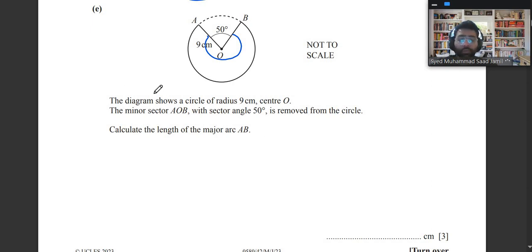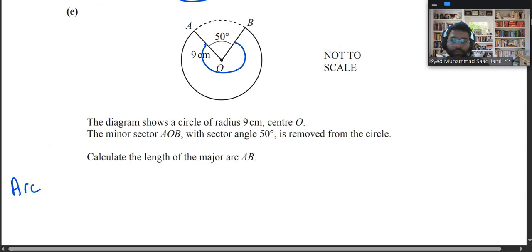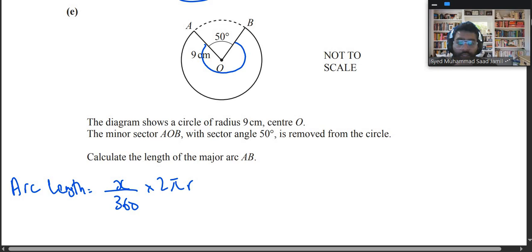So first of all, what is the formula for arc length? Arc length is equal to x upon 360 multiplied by 2 pi r. Now what is x? x is the angle. We are not finding this angle, we are finding the blue one. So the whole thing is 360. You subtract 50 from 360, so it becomes 310. So this whole thing is 310 actually.